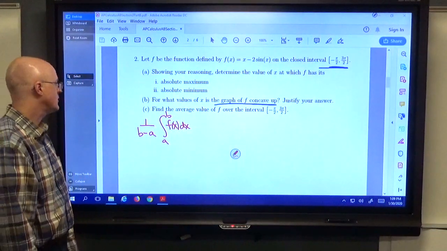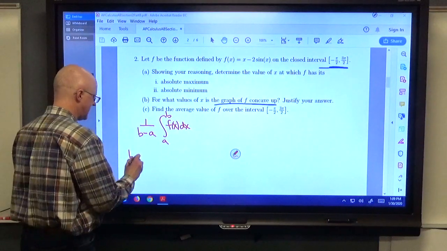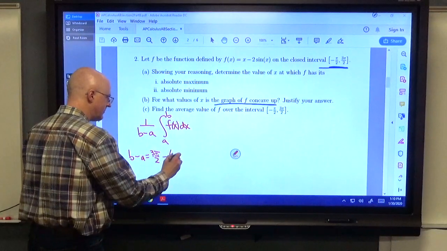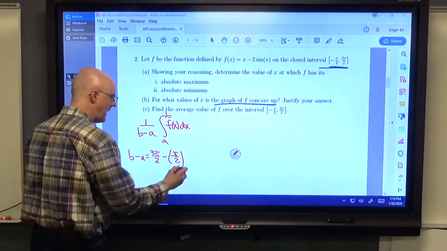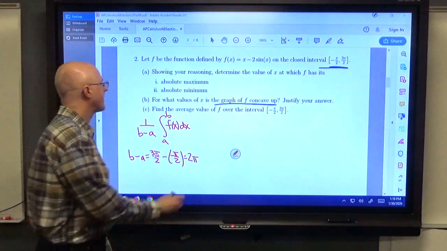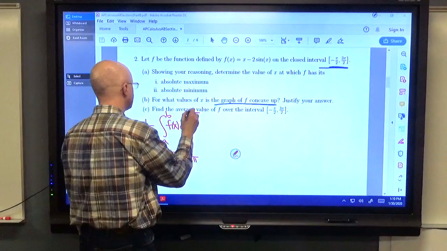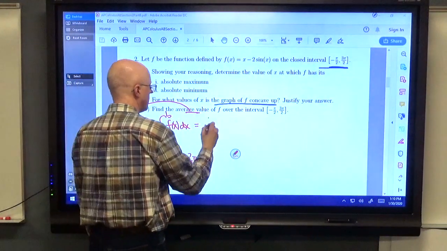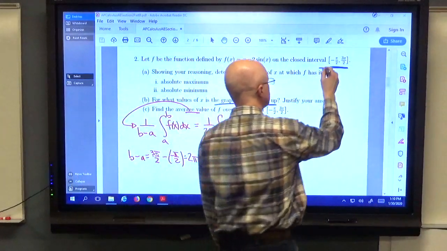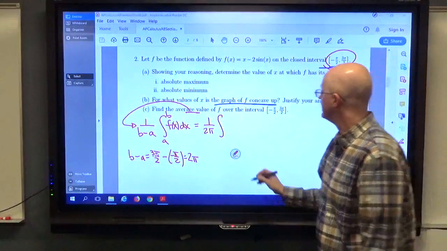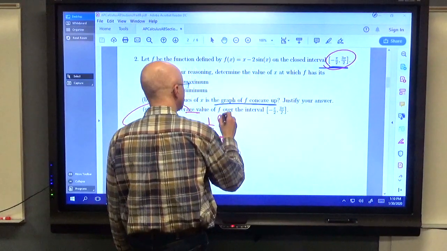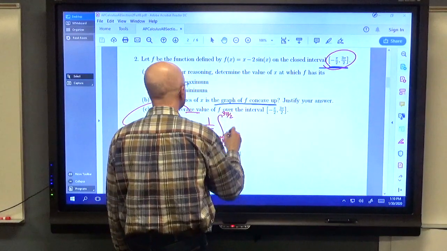A is negative pi over 2, b is 3 pi over 2. b minus a here is 3 pi over 2 minus negative pi over 2, which would be 4 pi over 2 or 2 pi. We do end up dividing by 2 pi to find the average value. 1 over 2 pi. The integral is not from 0 to 2 pi, though, it's over this interval here. It's going to be a bit tricky still. The calculations turn out a little better than you might imagine here, but still a little bit tricky.